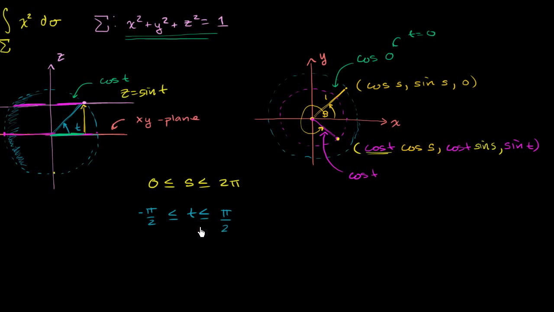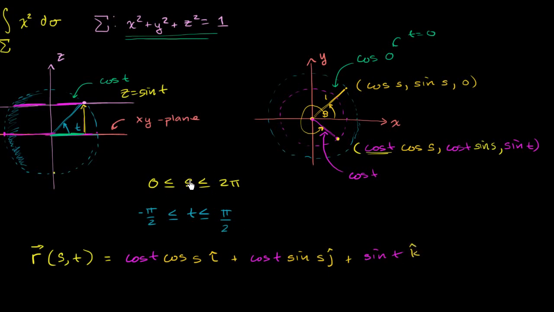And then we have our parameterization. Let me write this down in a form that you might recognize even more. If we wanted to write our surface as a position vector function, we could write r as a function of s and t, and it is equal to our x component, cosine of t cosine of s, i, plus our y component, cosine of t sine of s, j, plus the z component, which is just sine of t, k. And we're done. And these are the ranges that those parameters will take on.